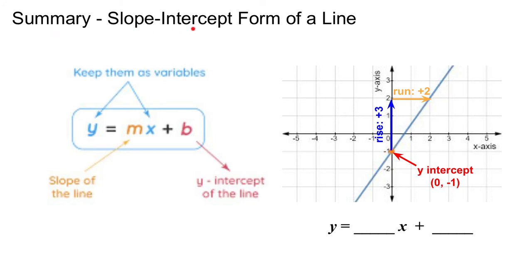In summary, slope-intercept form of a line, you have a given equation, y equals mx plus b. The x and the y are your variables, and they stay as variables. The slope of the line is the coefficient of x, and the y-intercept of the line is the constant. That means there's no variable attached to it, next to it.